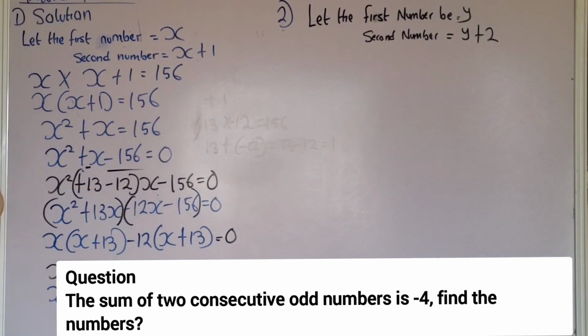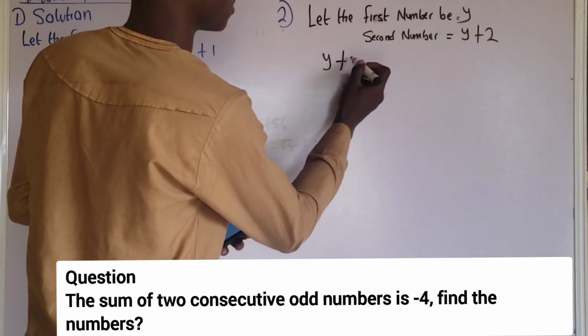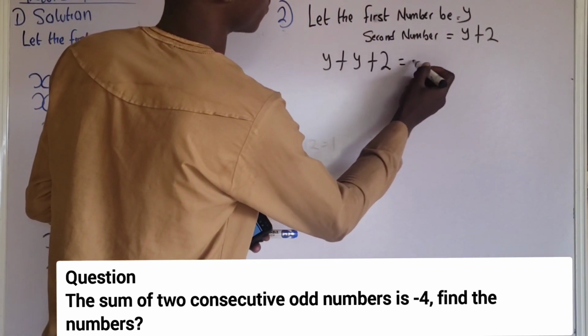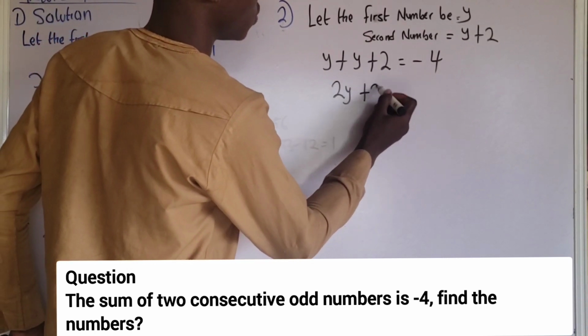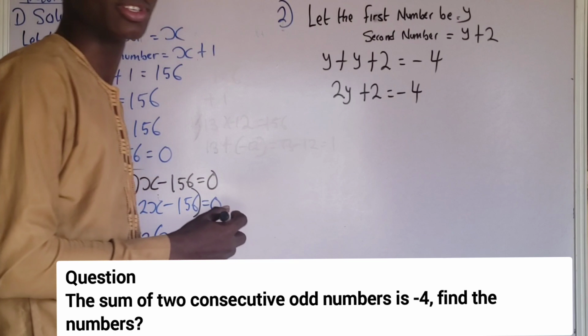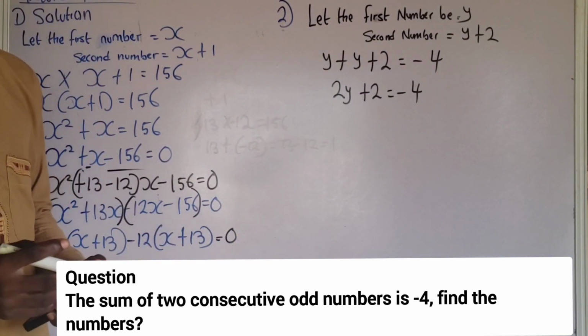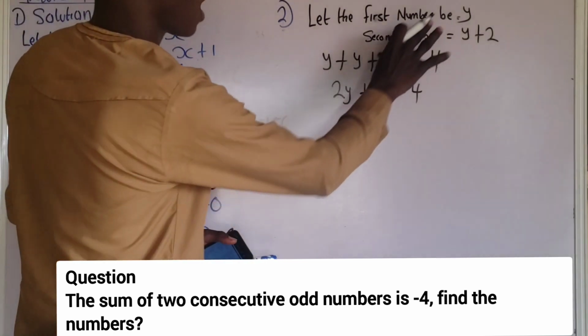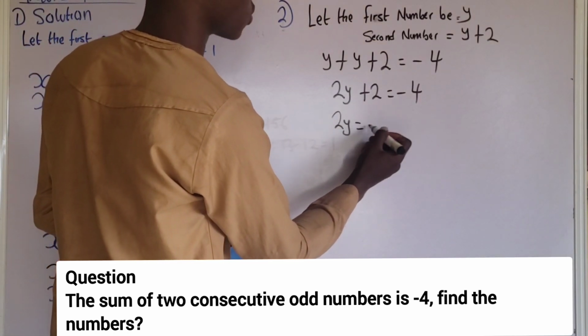Now, the sum of these two numbers is -4. So let's take their sum: y plus y plus 2 equals -4. So here I'm going to have 2y plus 2 equals -4. Are you paying attention? You have been given in the question that the sum of these two numbers is equal to -4, so I just take their sum. Here I'm going to collect like terms.